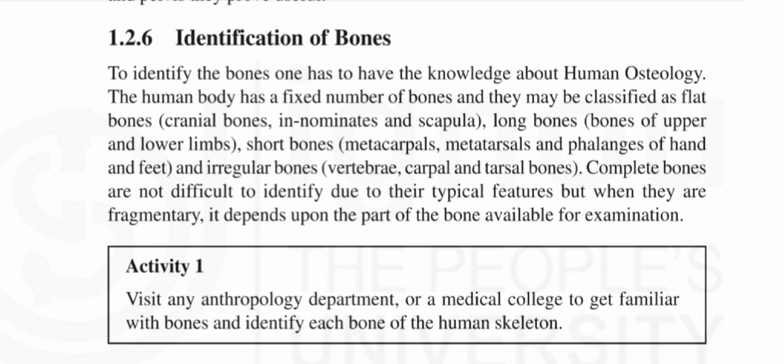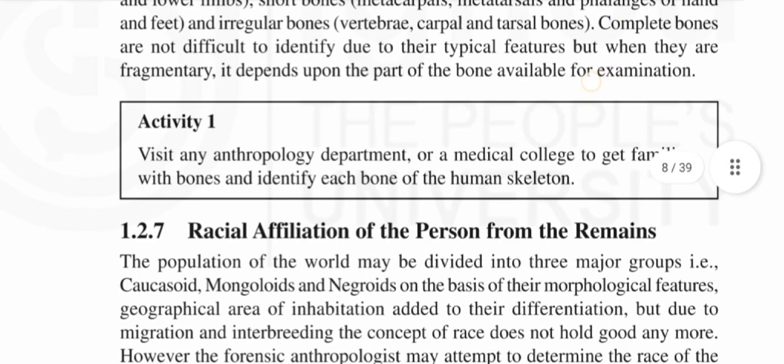The human body has a fixed number of bones and they may be classified as flat bones: cranial bones, innominates, and scapula. Long bones: bones of upper and lower limbs. Short bones: metacarpals, metatarsals, and phalanges of hands and feet. And irregular bones: vertebrae, carpal, and tarsal bones. Complete bones are not difficult to identify due to their typical features, but when they are fragmentary, it depends upon the part of the bone available for examination.